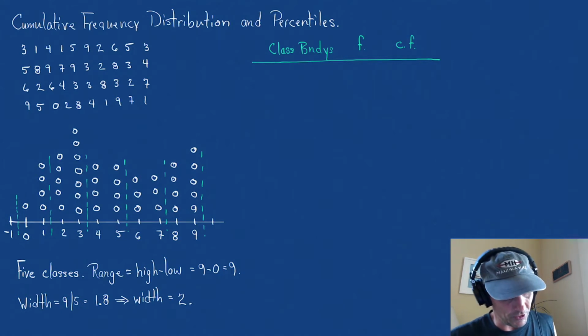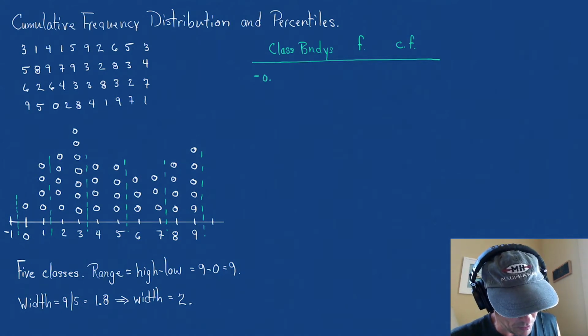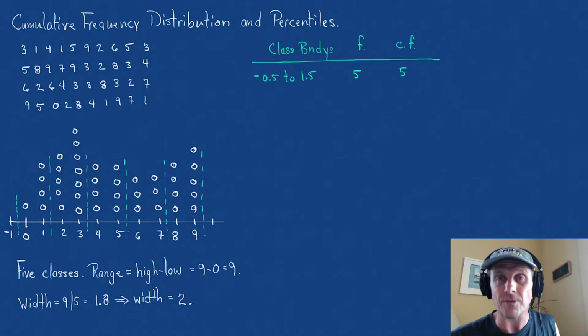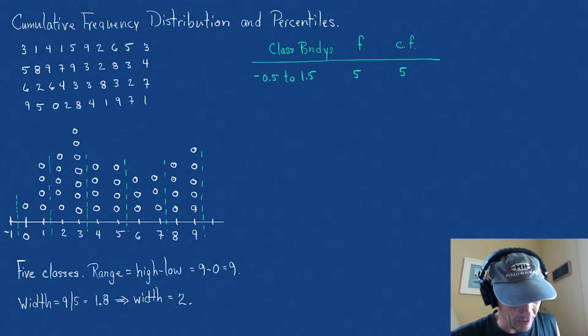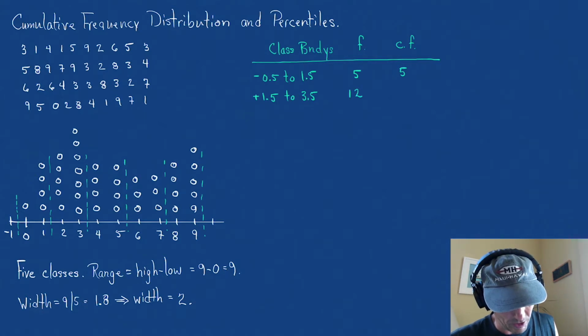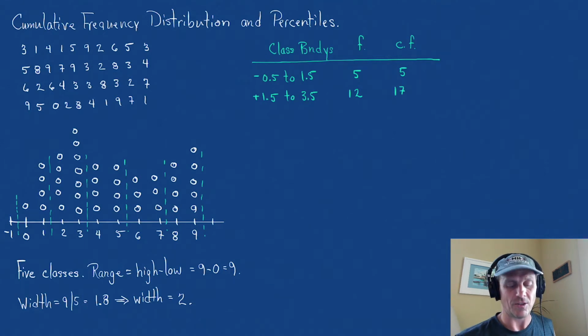Okay, so our first class is from minus 0.5 to 1.5. The frequency is 5, so our cumulative frequency at this point is 5 data values. Our next class starts at positive 1.5, and it goes to 3.5. In there, oh my gosh, we have a lot. 1, 2, 3, 4, 5, 12. Looks like we have 12 values. 12, so our cumulative frequency now is 5 plus 12 for 17 data values. So cumulative means that once you've gotten to 3.5, you've accounted for 17 values of the data set.